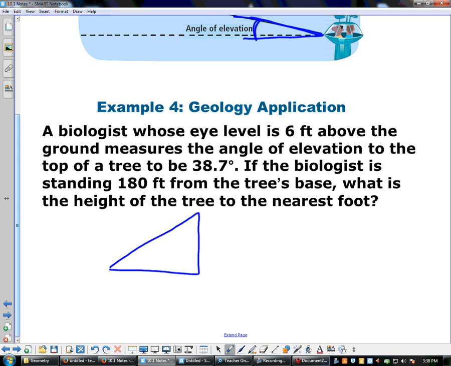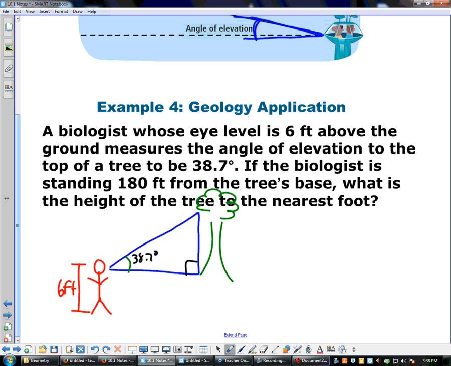In this case, we have a biologist whose eye level is 6 feet above the ground. Well, that means where his eyes are, again, I'm a math teacher, not an artist, so there's my stick figure. Up to his eyes is 6 feet tall. He could be a little taller than that. That's 6 feet. And we know that he is looking up to the top of some tree that's over here. Okay, there's my tree. So looking up to the top of that tree, his angle of elevation is going to be 38.7 degrees.